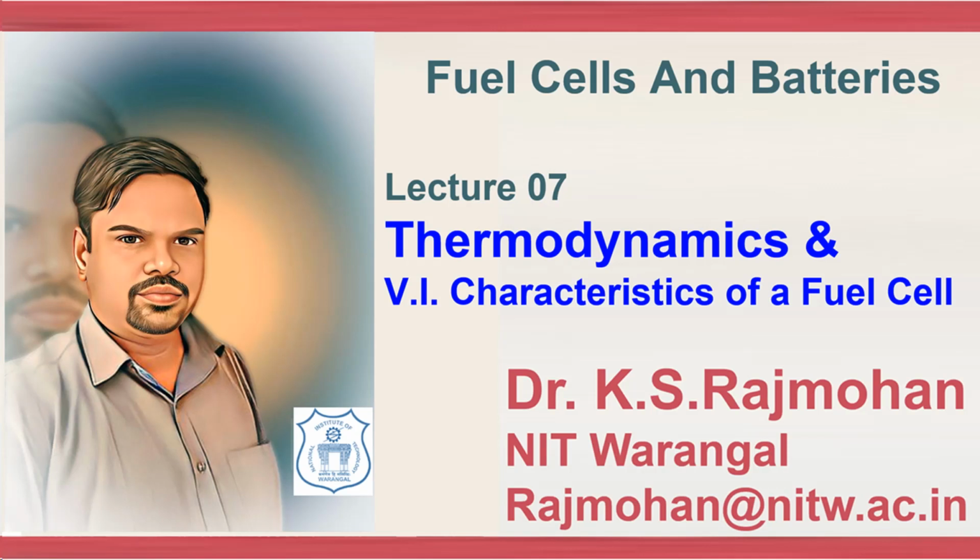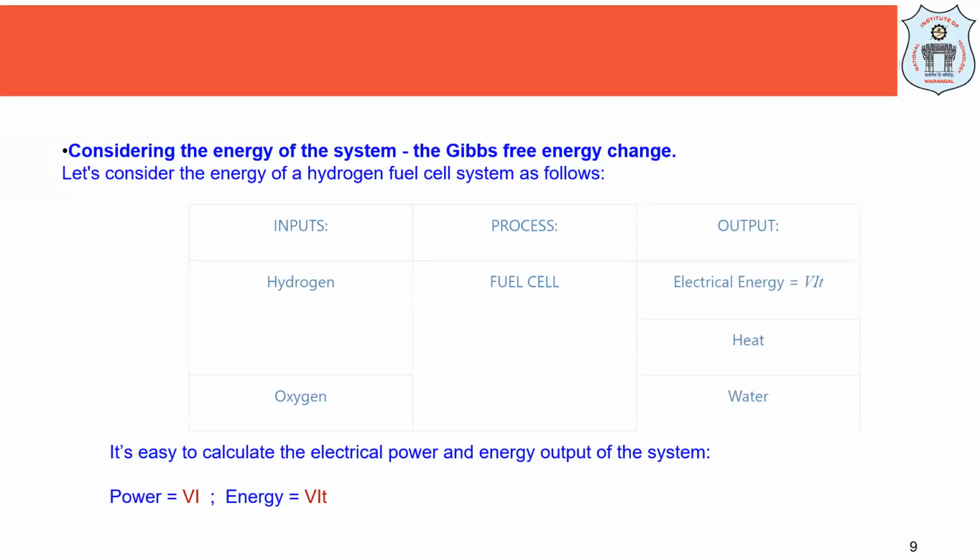So getting into the thermodynamics and efficiency of fuel cells, before doing that, let us get back to what is a fuel cell. If we consider the fuel cell, what is happening in the fuel cell as a process, we have some inputs and there are outputs. Okay. So if you consider the inputs, hydrogen and oxygen are the inputs, and there are 3 types of output. One is electrical energy, heat, and then water is the product, right?